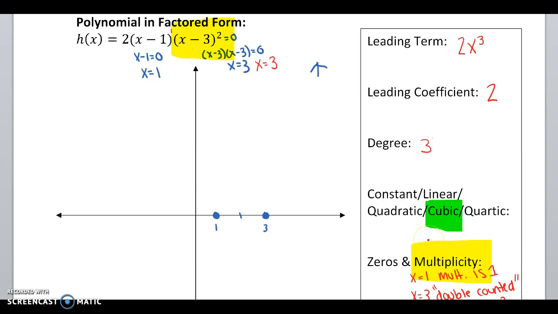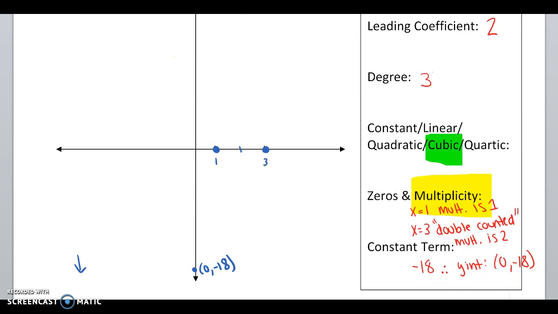And you should write that on your note sheet somewhere. I'm not going to write it down, but you can. So when I have this 3 being double counted, instead of crossing through with the 3, it's going to just bounce. And it can either bounce like this and go back in the same direction, or it can look like this. And the rest of the stuff you have will help you figure out what that looks like.